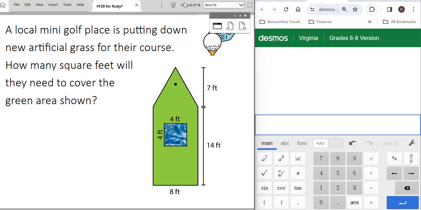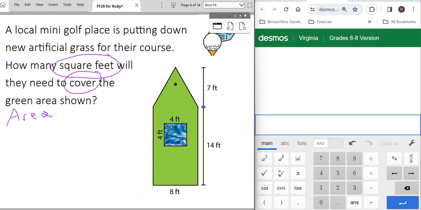This says the local mini golf place is putting down new artificial grass for the course. How many square feet will they need to cover the green grass? So, two things give you a hint here: square feet and cover. That means that we are working on area.